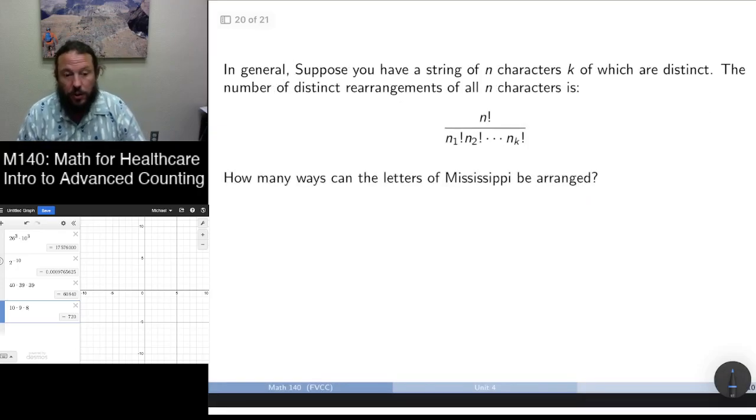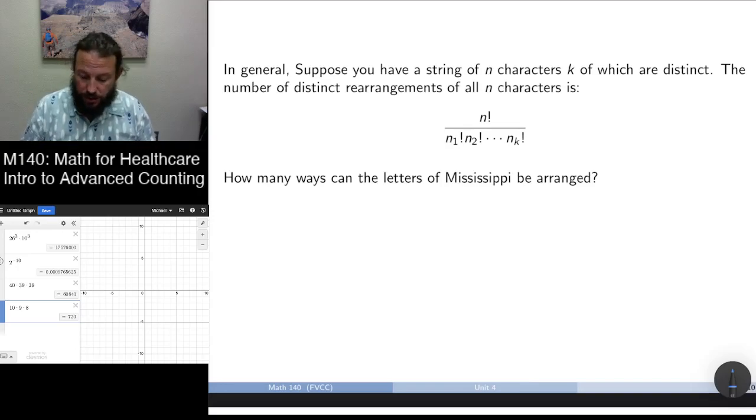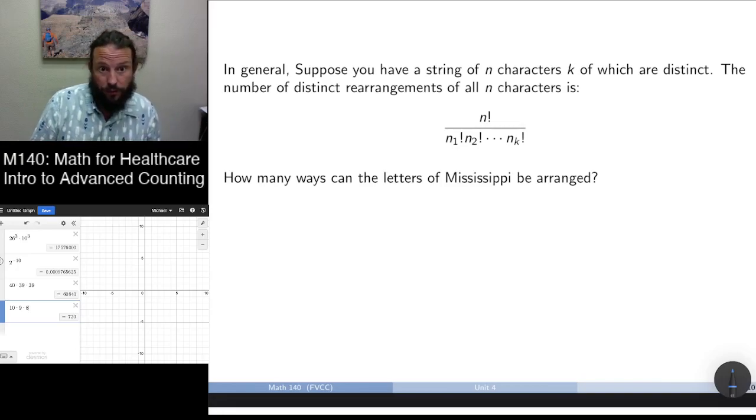And in general, what does it look like if we have a string of n characters, k of which are distinct? The number of distinct rearrangements of all n characters is n factorial over n1 factorial times n2 factorial, and so on, where n1 is the number of repetitions of the first of the k characters, n2 is the number of repetitions of the second of the k characters, and so on.